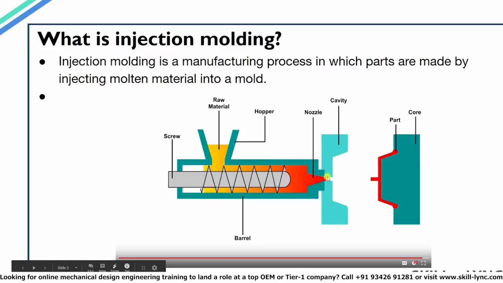The molten material fills the region between the core and the cavity, where it takes the shape of the mold. The core is the convex region which forms the inner surface of the component which is being molded. It is also referred to as the male portion of the mold. The cavity is the depression or the concave region which forms the outer surface of the component. It is also referred to as the female portion of the mold. The material filled between the core and the cavity is allowed to cool for a while so it solidifies, and then the part is ejected from the mold.